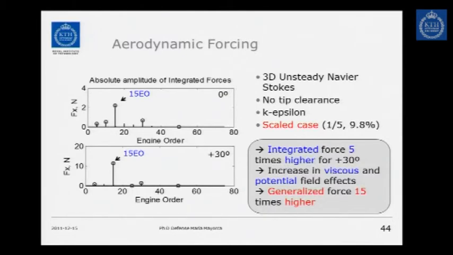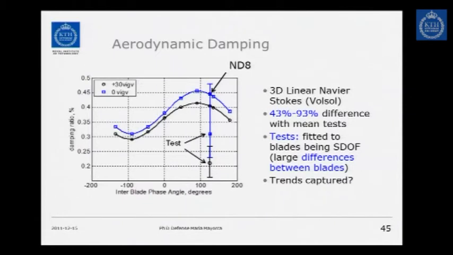But this is the integrated force. When we look at the generalized force for that mode, it's actually 15 times higher for the 30 VIGB case. The aerodynamic damping was performed using a 3D linear Navier-Stokes solver, also in-house code from Mayorca. We have produced the stability curves here. This is for the nominal case, and this is for the 30 VIGB case. Here you see at different interblade phase angles or nodal diameters, you have a different damping ratio. And then the damping present at the responding mode at the nodal diameter A is highlighted here.